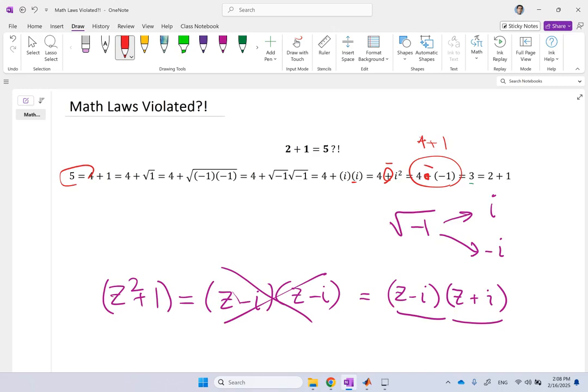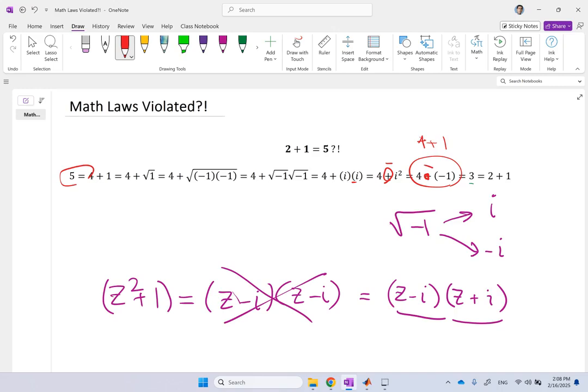Hey, have you ever been confused by somebody on the social media saying that they have violated the basic laws of math, like they show 2 plus 1 equals 5? Well, here is one of them. So 5 equals 4 plus 1. Instead of 1, you write the square root of 1. And instead of 1 under the square root, you write it as negative 1 times negative 1, correct? That is 1. And then, square root of AB equals square root A square root B.